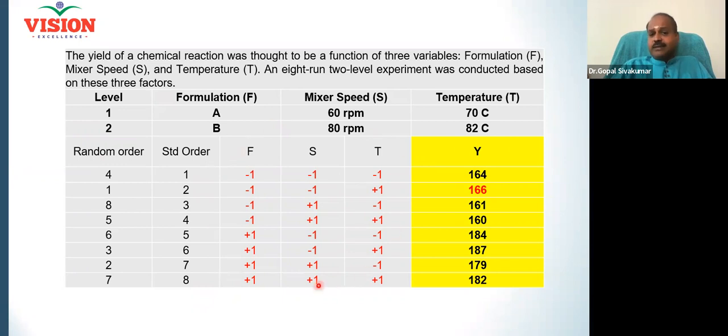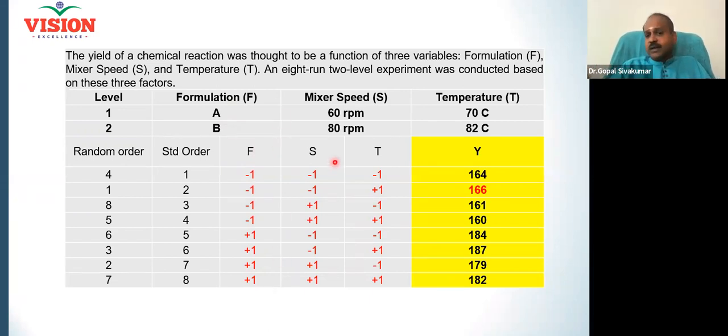Now you have to create something called a design table. In the design table, you have to declare the levels for all the 8 experiments. For the first column, the formulation, you have only 2 options. What are the 2 options? Either A or B. You can also use numbers: A means -1, B means +1. 4 minus, 4 plus, because I have 8 experiments. Half of the time I will retain formulation A, half of the time formulation B.